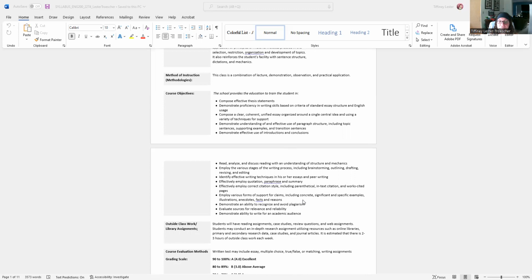Employing various support for claims, including concrete, significant, and specific examples, illustrations, anecdotes, facts, and reasons. That's your research. Demonstrate an ability to recognize and avoid plagiarism. That's doing research correctly. Evaluating sources for relevance and reliability. Using sources for your research that are credible. And demonstrating the ability to write for an academic audience, an elevated essay.